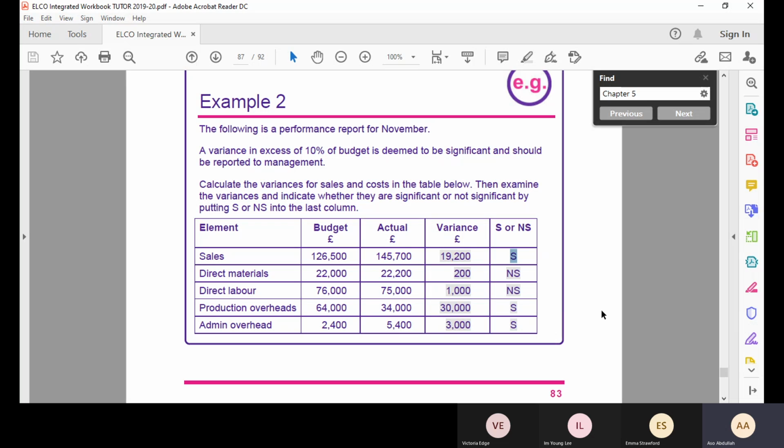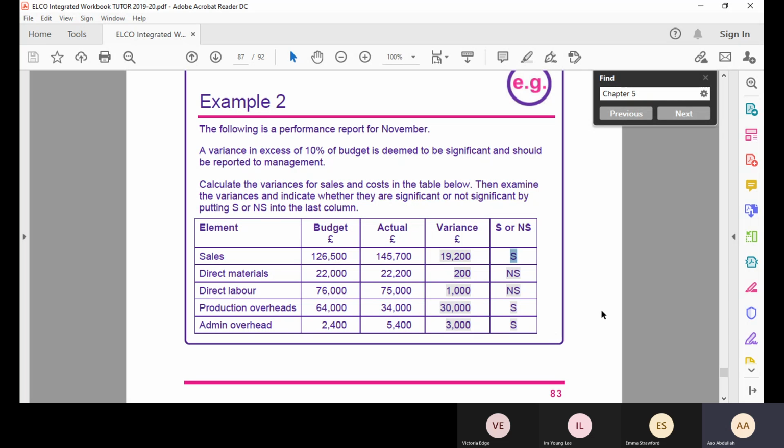19,200 divided by 126,500. So it is going to be 15%. The variance is 15%, and it is significant because it is greater than 10%. Again, for direct material, the difference is only £200, and it is not significant because it is not greater than 10%, because 200 divided by 22,000 is going to be a very small percentage.